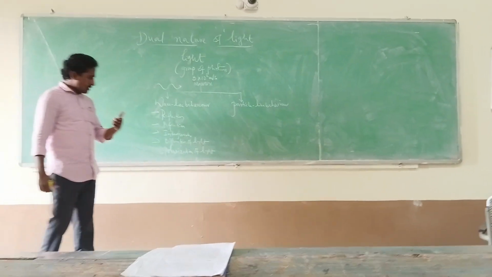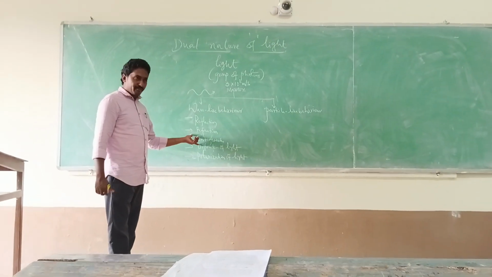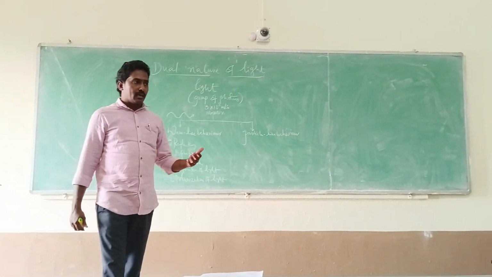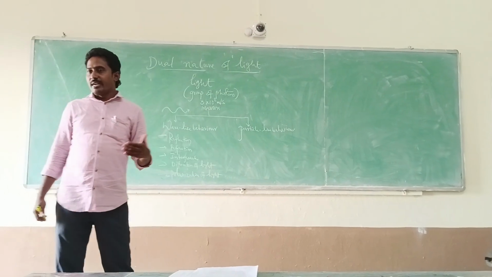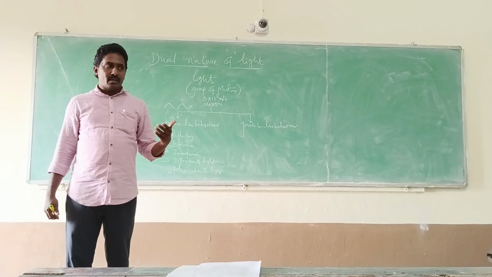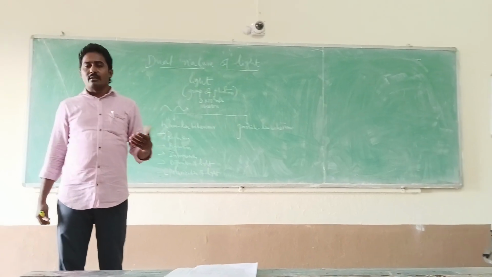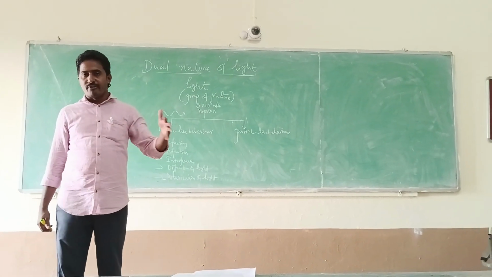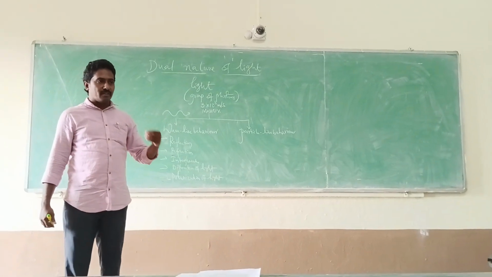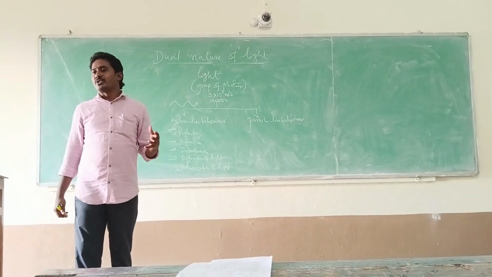The first unit of wave optics is interference of light. So what is interference? What are the characteristics of interference? Important: the types of interference, the division of amplitude, division of wavefront, and also the intensity distribution. What is the intensity distribution diagram of interference?